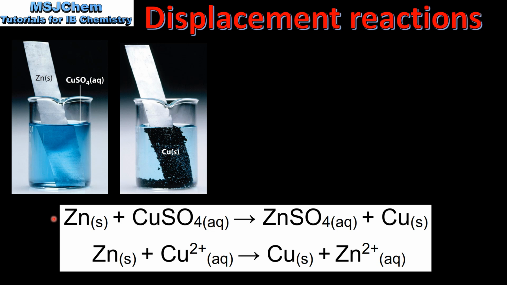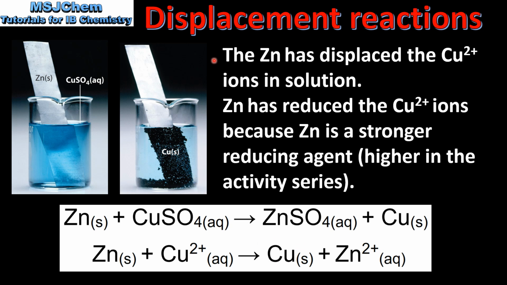Here we have the equation for the above reaction. If we look at the net ionic equation, we can see that zinc has been oxidized and the copper 2+ ions have been reduced. The zinc has displaced the copper 2+ ions in solution. We can also say that zinc has reduced the copper 2+ ions because zinc is a stronger reducing agent and it's higher in the activity series.